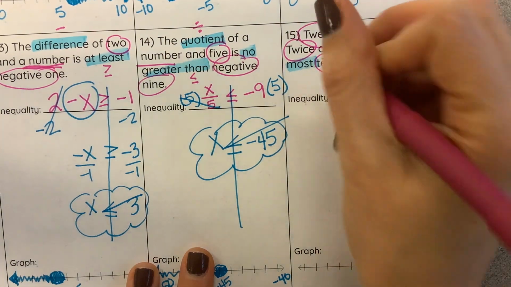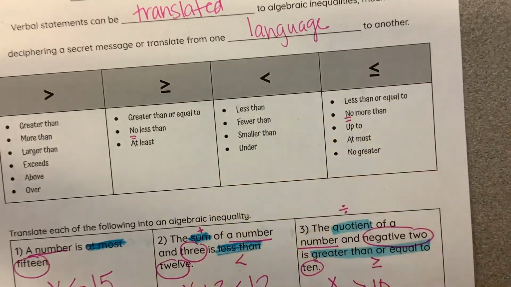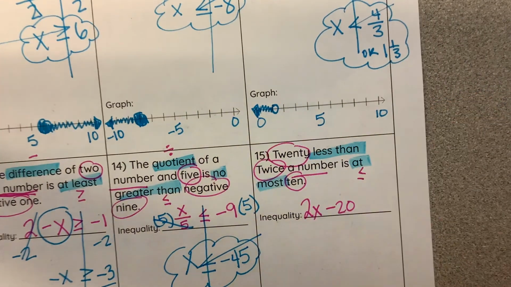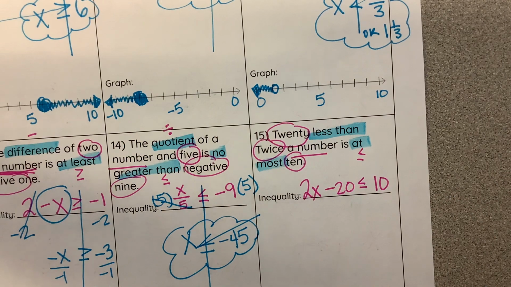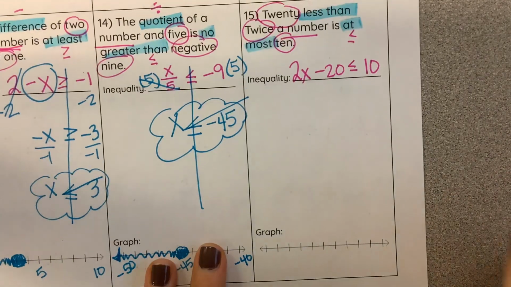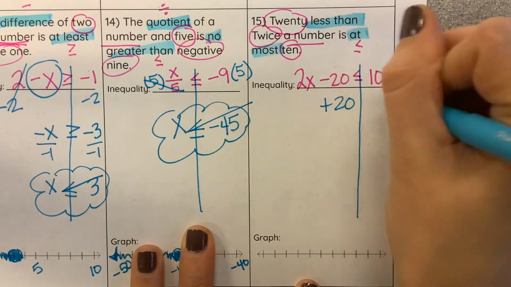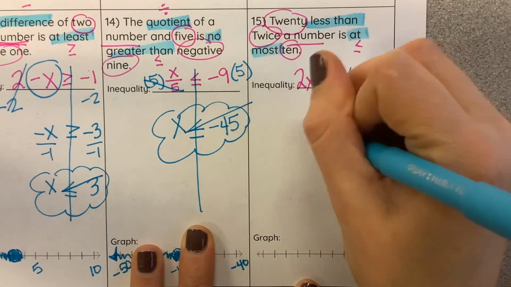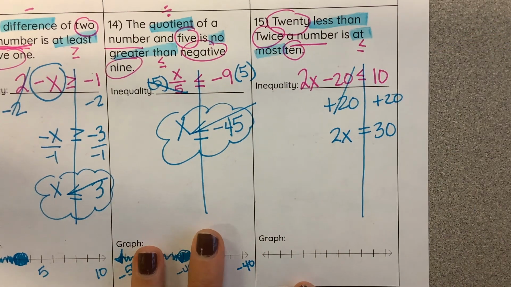Is at most, if you don't know, okay, at most we have right here is less than or equal to. So is at most 10. Now we can solve. Add 20 to both sides. We get 2x equals 30.